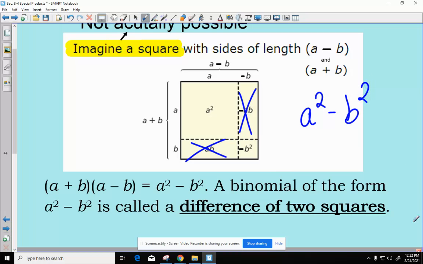That's where the name comes from. Difference, meaning subtraction, of two squares. So you end up with something that falls in line with that. So over here, we could say, if we FOILed this, it'd be a squared minus ab plus ab minus b squared. And that turns into a squared minus b squared. Okay.